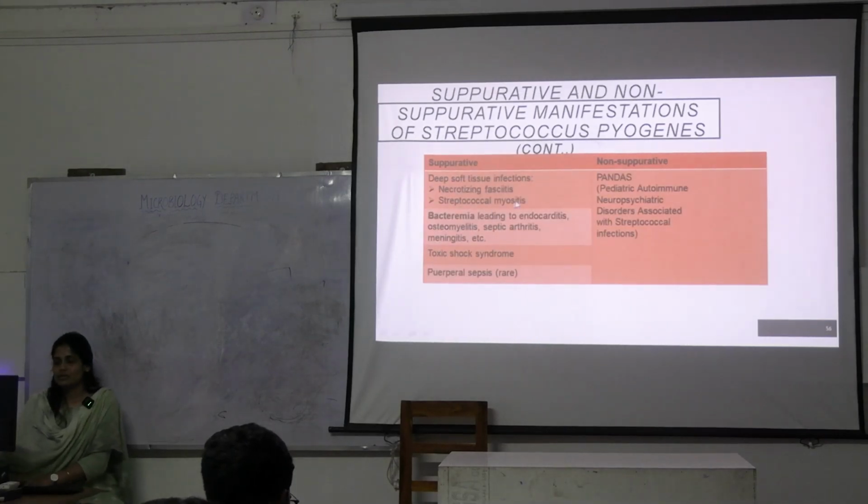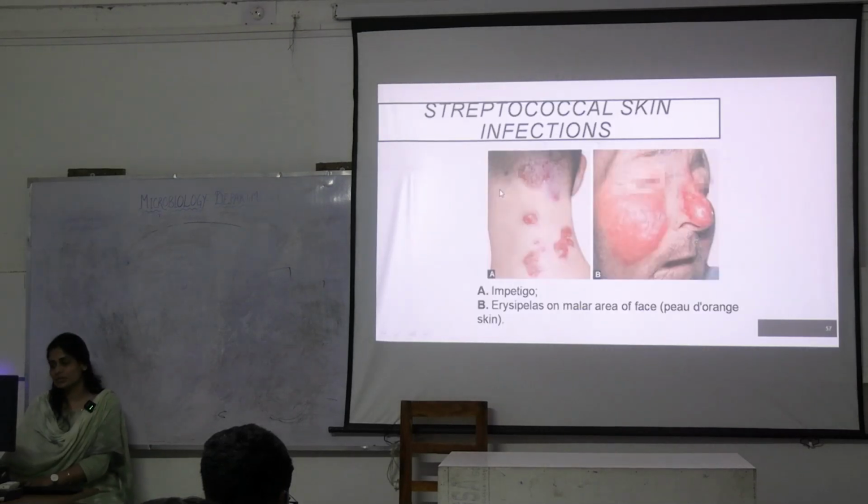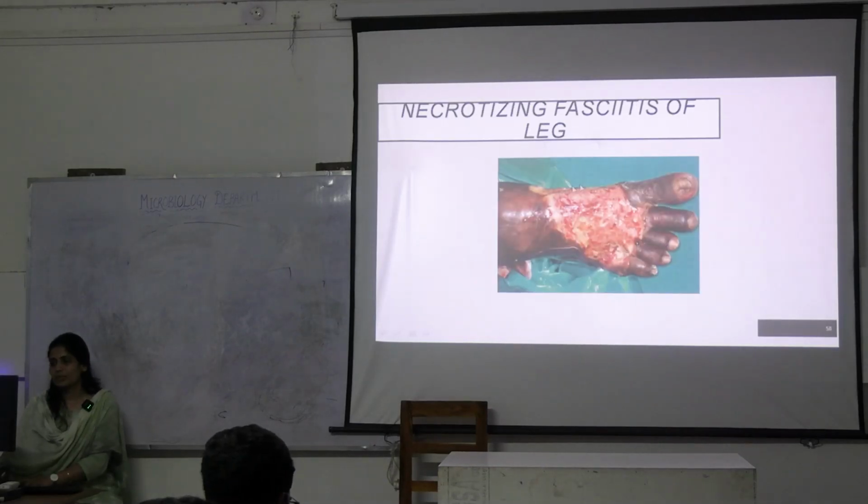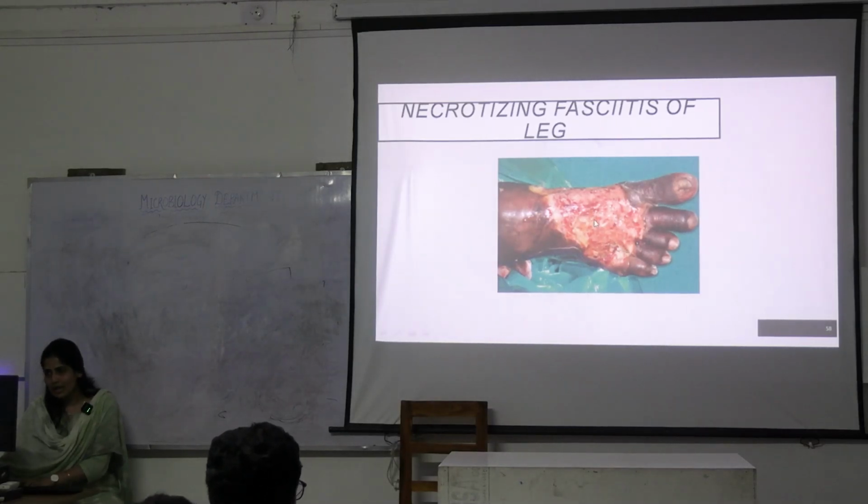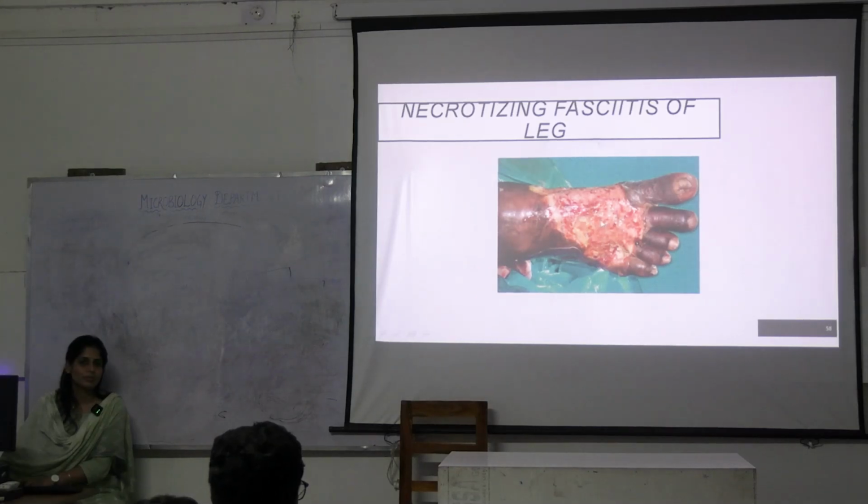Then this can also cause necrotizing fasciitis. What is this? This is impetigo. This is erysipelas rash on face. What is this? This is necrotizing fasciitis. So here can you see this streptococcal, can you see this transparent thing? This is all muscle that you can see. This is subcutaneous tissue. Slowly, gradually, even this will get infected, right?